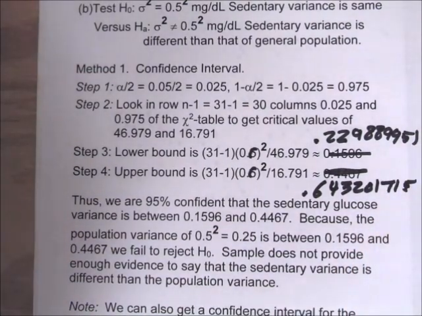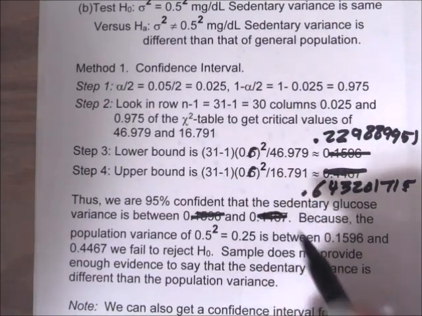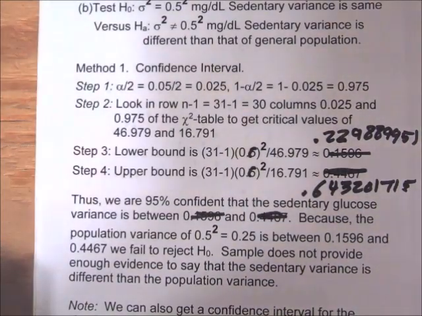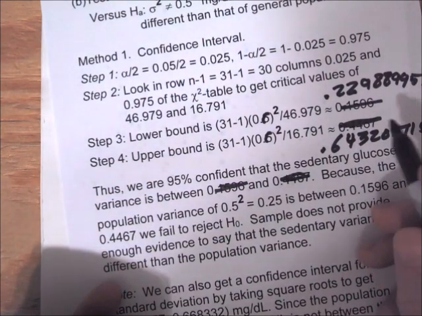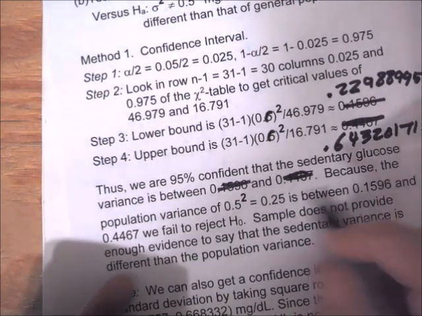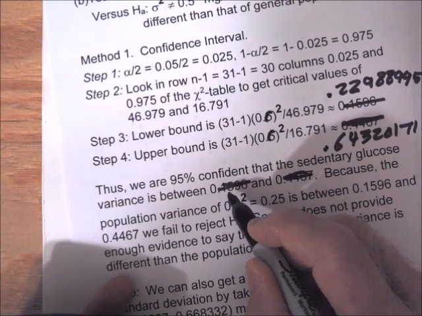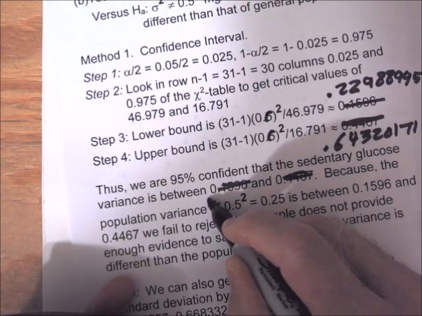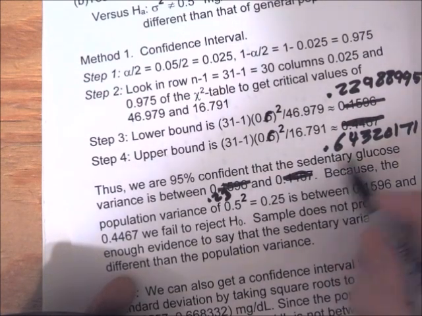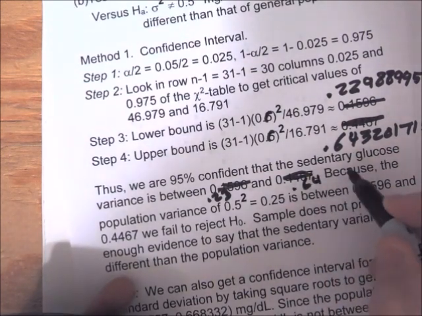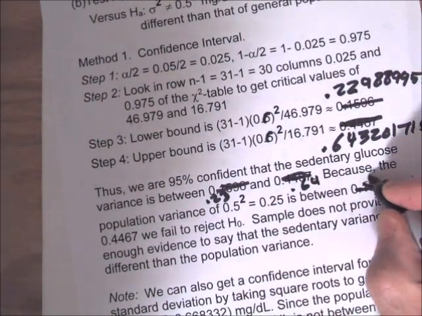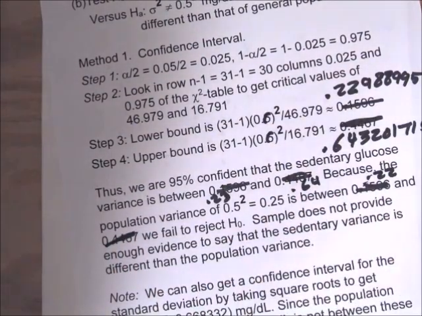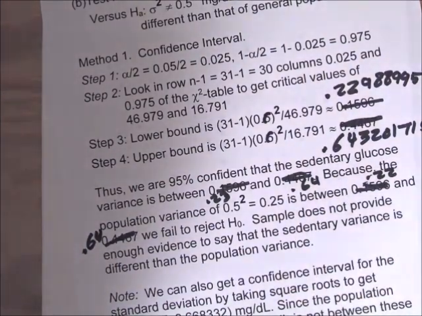Okay, so that means we're 95% confident that the sedentary glucose variance is between 0.22, let's say approximately 0.23, and 0.64, and because the population variance 0.25 is between those two numbers, that means we fail to reject H0. So the sample does not provide enough evidence.